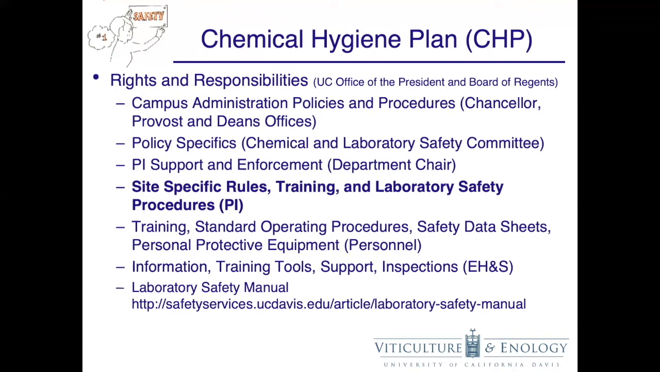Campus administration policies and procedures are the responsibility of the Chancellor, Provost, and Dean's offices. Policy specifics is the responsibility of the Chemical and Laboratory Safety Committee. PI support and enforcement is the responsibility of the department chair. Site-specific rules, training, and laboratory safety procedures are the responsibility of the PI. Personnel are responsible for taking the training, understanding standard operating procedures, reading safety data sheets of chemicals used in the lab, and wearing personal protective equipment. Safety information, training tools, support, and inspections are the responsibility of the campus environmental health and safety team. Again, this plan with detailed information can be found in the Laboratory Safety Manual.